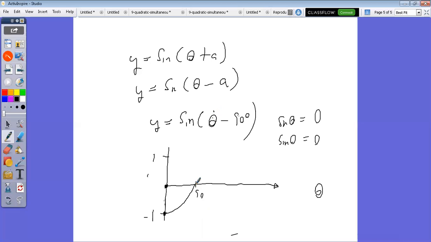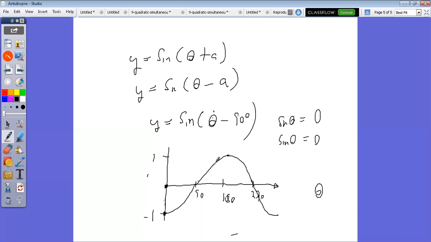Can you see that your graph has been moved? It has been shifted. We have shifted the graph by 90 degrees, or by pi over 2, to the right. Then we have 180, which would be sine 90, which is 1, like this. Then 270, I guess it would be like this. Then 360, negative 1, like this.